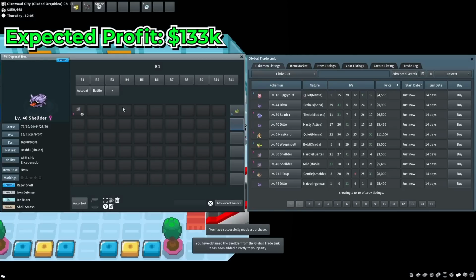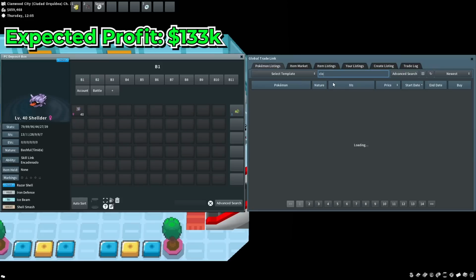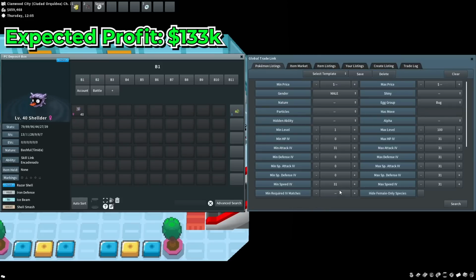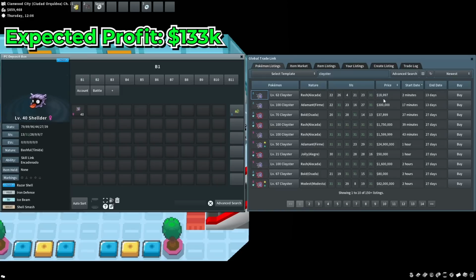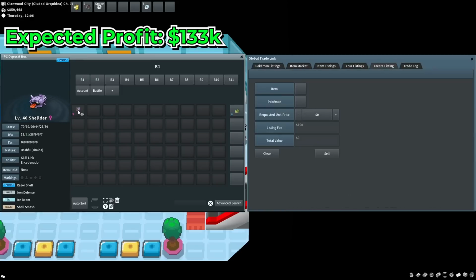Another Shellder for 8k, and I will be undercutting our Cloyster, which was at, let's see, 18,997, so 18,996.